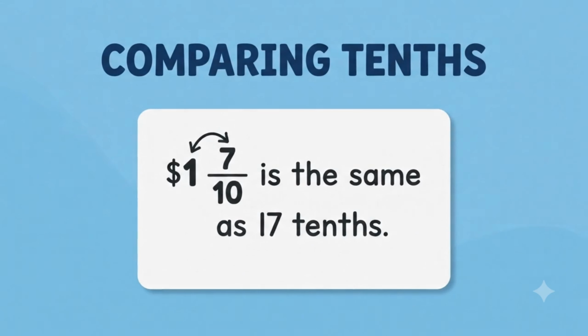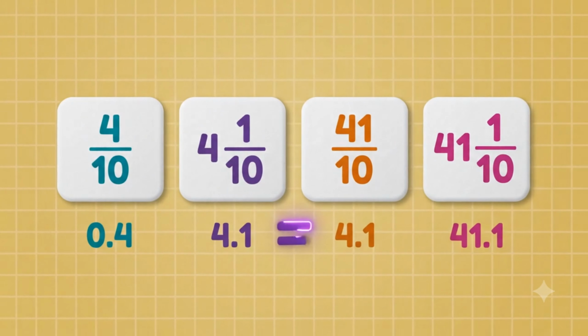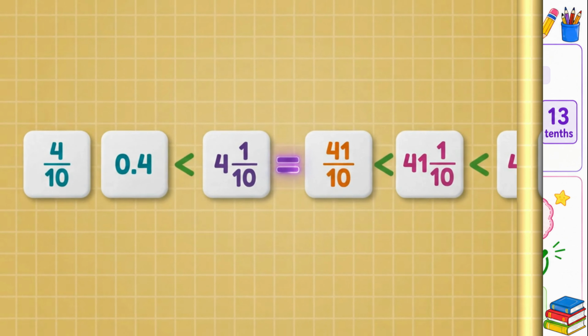Convert everything to tenths to compare. 4 over 10 is 0.4. 4 and 1/10 is 4.1. Now we can easily order them from smallest.